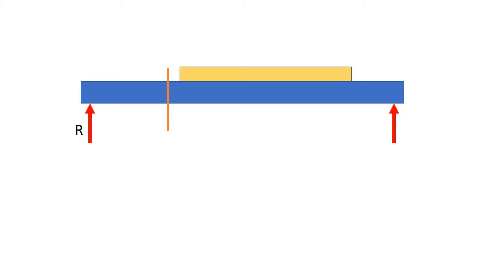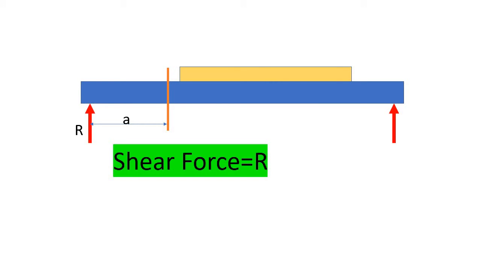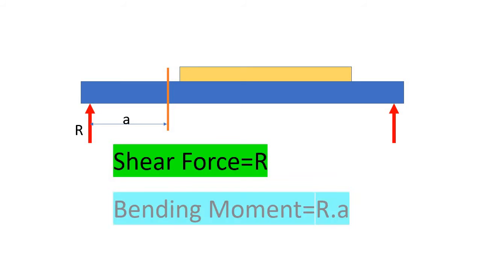Let's say this section is at a distance of a from the left support, and at the left support the reaction is, let's say, R, due to the external load. To analyze the beam, we have to find out the forces coming to this section. Normally two types of forces are coming here. First one is of course shear force, and that equals your reaction, and second one is bending moment, and that is nothing but the reaction multiplied with the distance from support to the section. That's it. So it is very easy for a straight girder.